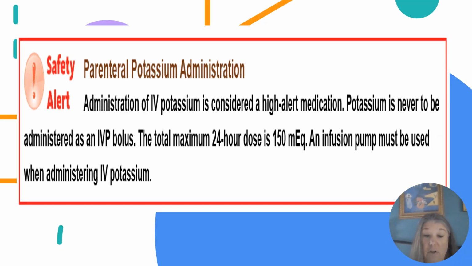So this is a safety alert, slide 15. Administration of IV potassium is considered a high alert medication. Potassium is never to be administered as an IV push bolus. There's also a total maximum 24-hour dose of 150 milliequivalents, and an infusion pump must be used when administering IV potassium. IV potassium, I can tell you too, burns. So you can't run it very fast, which you shouldn't run it very fast. But you can always slow down your potassium if it's burning on somebody.